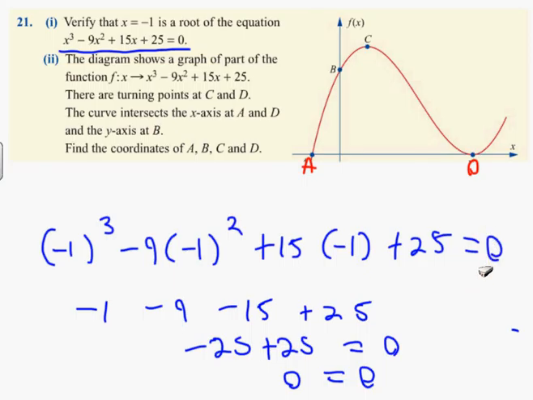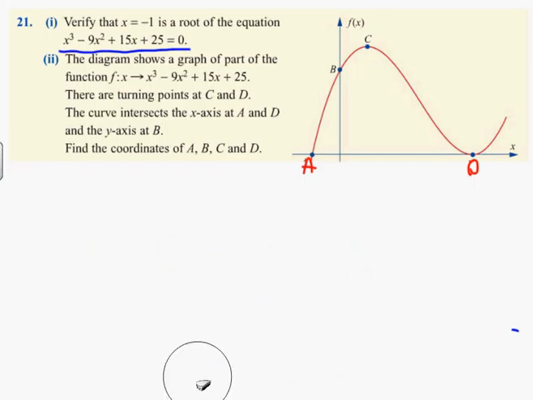Now, next question, next part. The diagram shows the graph of the function f(x) equals x cubed minus 9x squared plus 15x plus 25. There are turning points at C and D. The curve intersects the x-axis at A and D, and the y-axis at B. Find the coordinates of A, B, C, and D. Let me show you what to do here. Let's pick up some easy marks starting off.